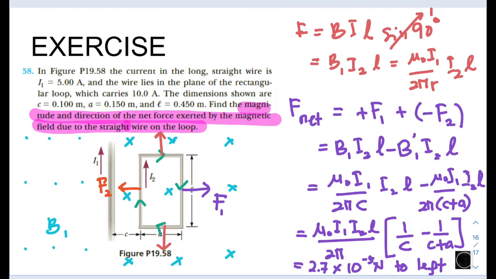Why is it to the left? If you refer to this and this, which one is nearer to I1, the source of the B1? This one, right? Because the distance is only C. The F is inversely proportional to the R. So, the smaller the R, the bigger the F. So, this F will be smaller in amount. The one that is bigger is this one. So, this one is going to be dominant. That is why the resultant follows this one direction.